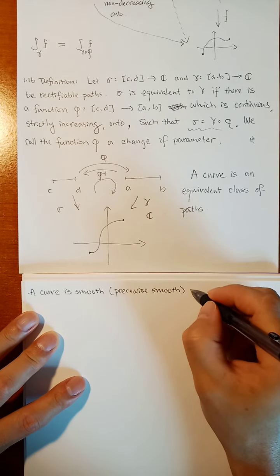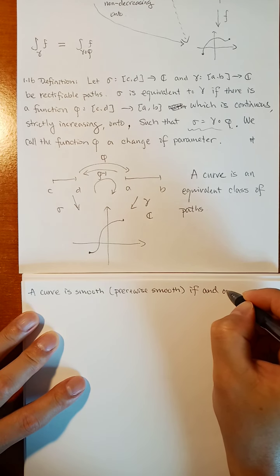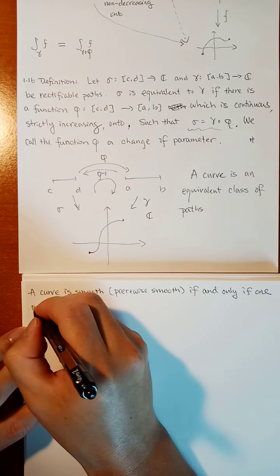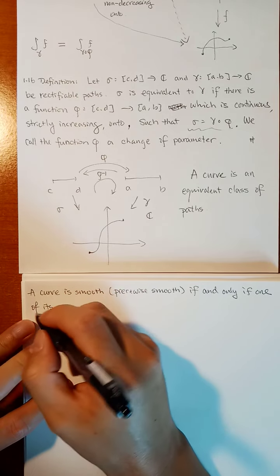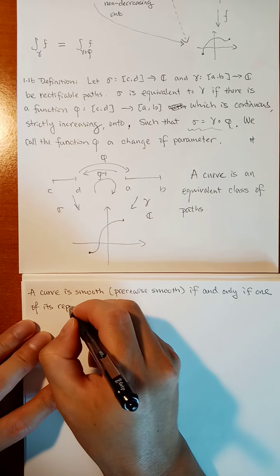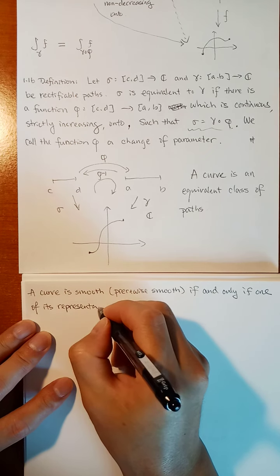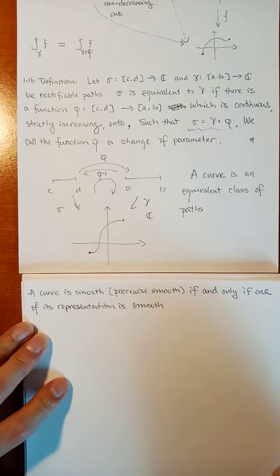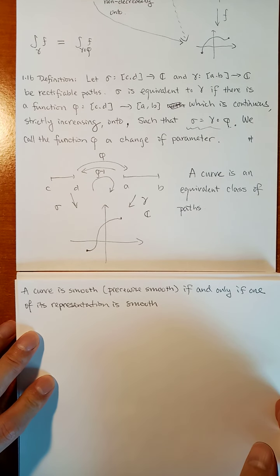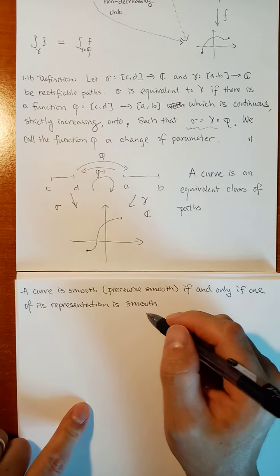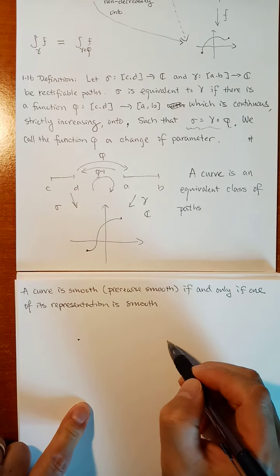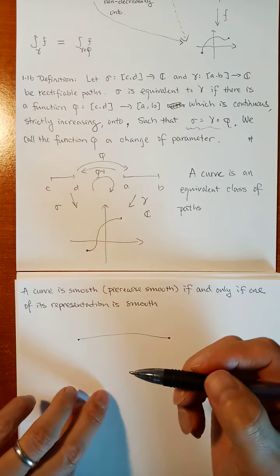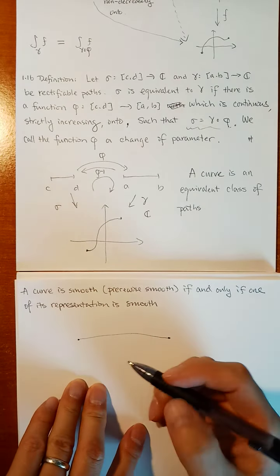if and only if one of its realizations or representations is smooth. So basically what it means, for example, if you drive from San Juan to Mayagüez, you have a smooth curve, a smooth path, or smooth highway.